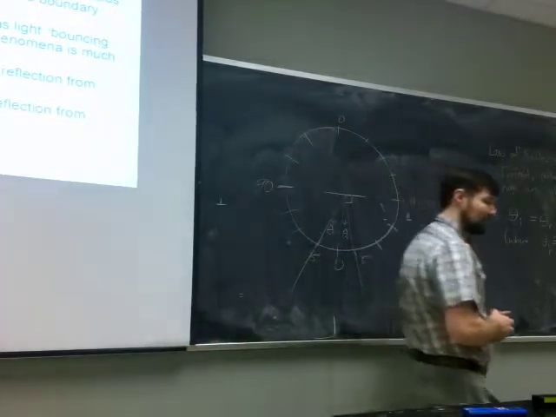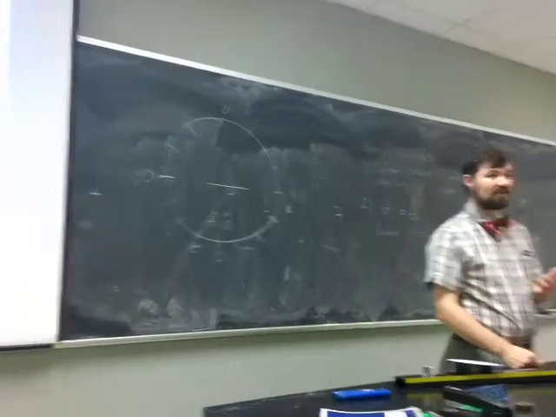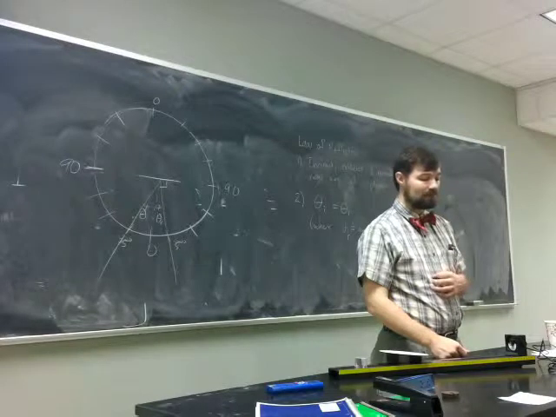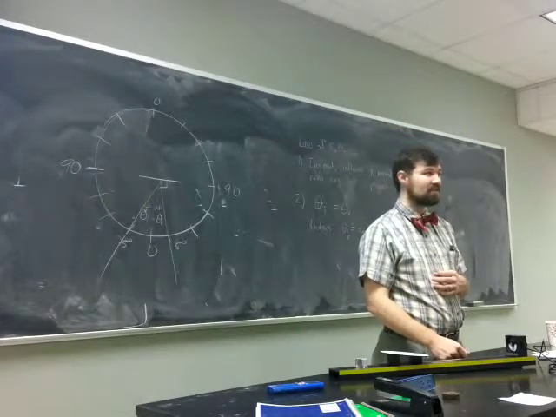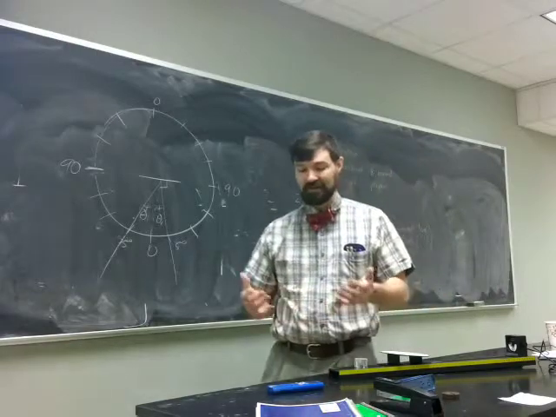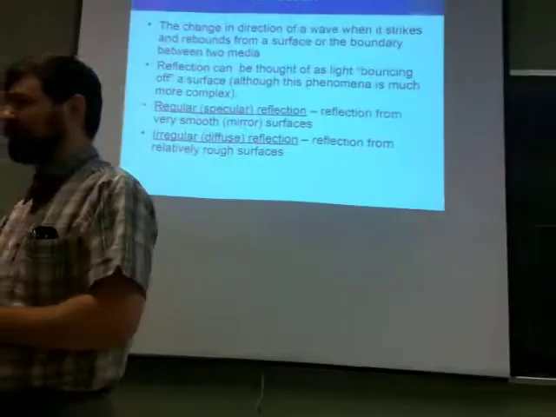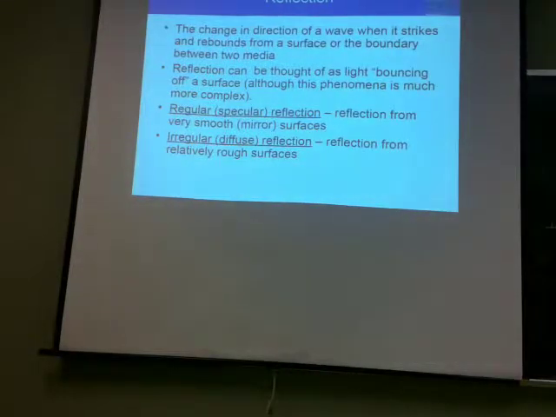So diffuse reflection is basically what is responsible for our being able to see everyday objects. You have to see the light reflected off the object to see the object. Regular is what helps us to do stuff like image formation.